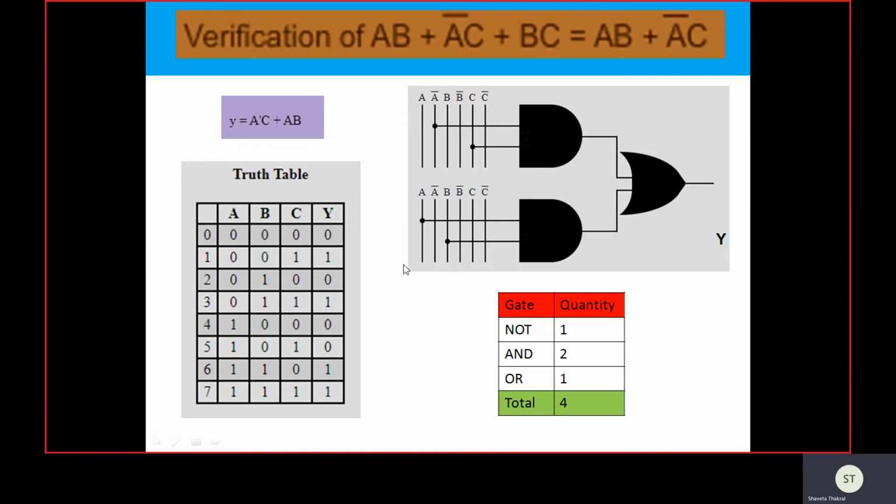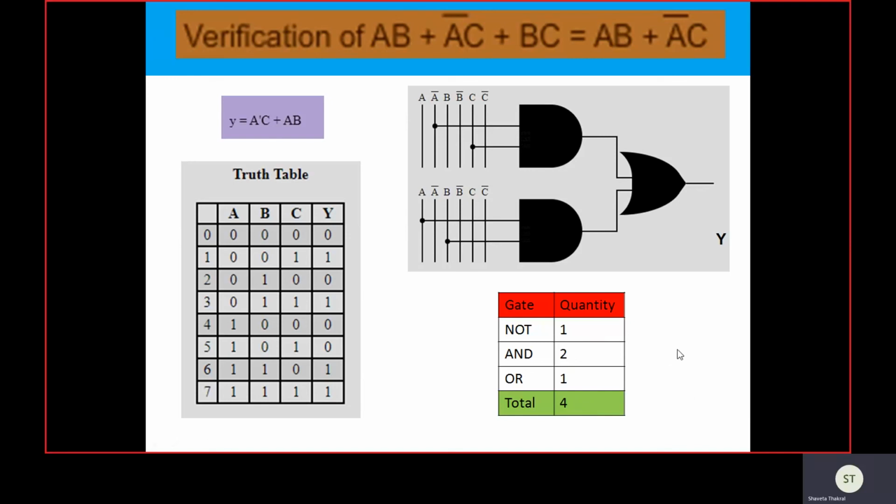Now we can analyze and synthesize the reduced Boolean expression. So if we see this Boolean expression, we need one NOT gate to take the complement of A. Then we need one AND gate to take the product of these two, another AND gate to take the product of these two, and finally one OR gate to take the summation of these two. So how many total gates are required? Total we need one NOT gate, two AND gates and one OR gate. Total 4 gates are required. So we have reduced the number of gates from 5 to 4.